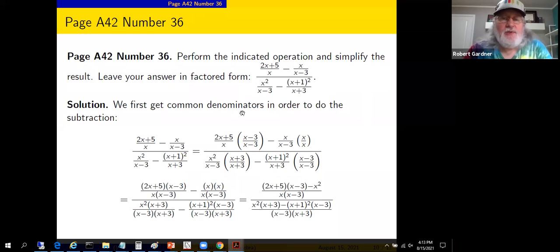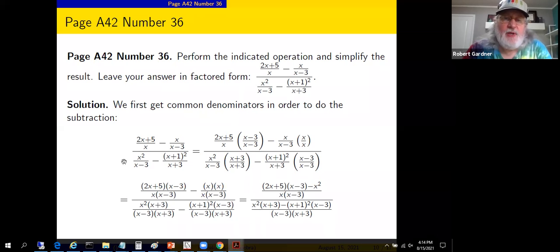Okay, so in the numerator, you want to add these two fractions together. What's the common denominator? Simply the product of x and x minus 3. This needs an x minus 3 in the denominator. This needs an x in the denominator. We'll multiply the first one by x minus 3 over x minus 3. That'll give us the x minus 3 in the denominator. We'll multiply the second one by x over x. That'll give us the x in the denominator. And some stuff happens in the numerator.